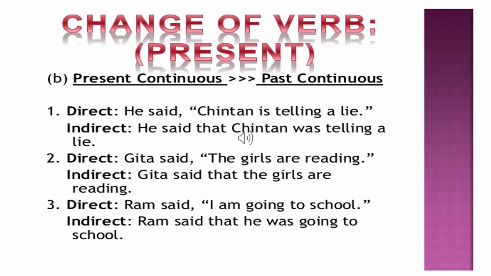If the tense in the direct speech is in the present continuous form, then in the indirect speech it is changed into past continuous form. For example, he said, "Chintan is telling a lie." Here, is telling is in the present continuous form, and in the indirect speech it will be, he said that Chintan was telling a lie. Was telling is the past continuous form.